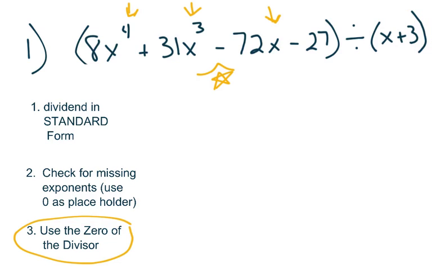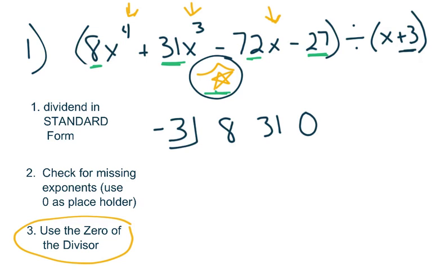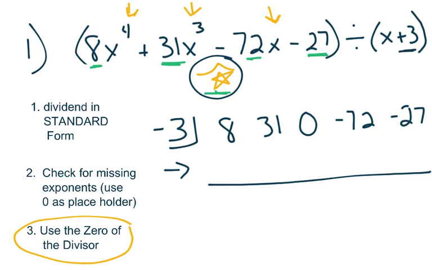Okay, so with all that, let's go ahead and start our process. First thing you are going to do is put a little backwards half box like that, and you are going to put this 0 of the divisor here, so it's going to be -3. Then we are going to use the coefficients of all of our terms. Okay, so I'm going to do 8, 31, 0, don't forget our placeholder down here, -72, and -27. Alright, we are going to skip some space and draw a line down here because we're going to be writing some numbers in here.